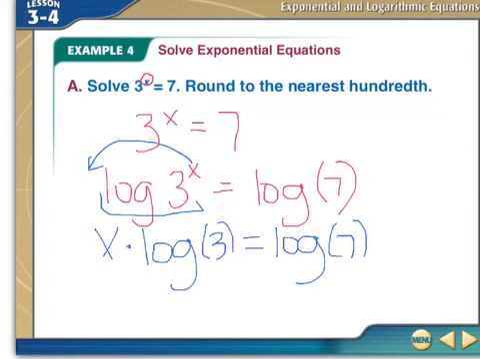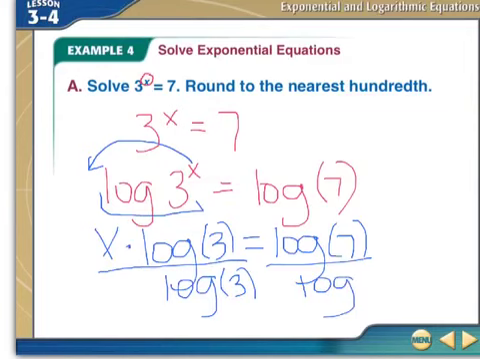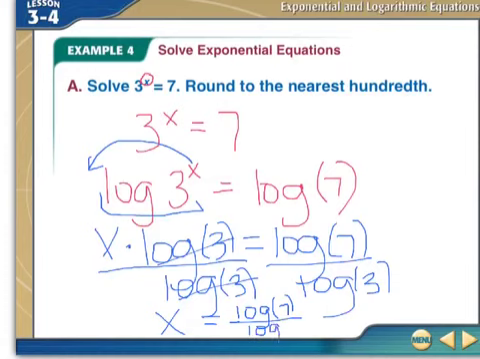And to solve for x, since I'm multiplying x times log of 3, I can divide both sides of my equation by log of 3. And x equals log of 7 divided by log of 3. Now, I can calculate this on my calculator because my logarithm is in base 10. And when I type in my calculator log of 7 divided by log of 3, I get 1.77.